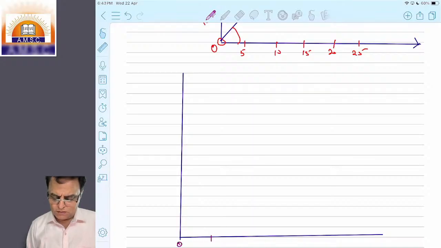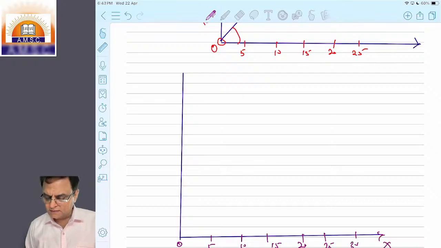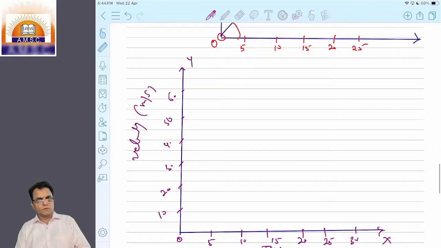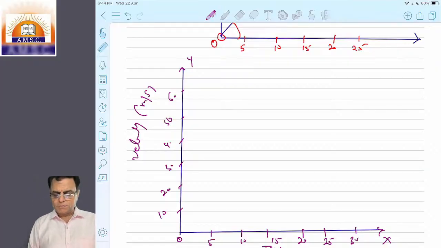This is 0. This is 5 second, 10 second, 15 second, 20 second, 25 second, 30 second on the x-axis. This is time. And here it represents the speed. This is 10 meter per second, 20, 30, 40, 50 and 60. Velocity in meter per second. Let's consider again an object starts moving from rest, right? It attains a speed of 10 meter per second in a time span of 5 seconds.